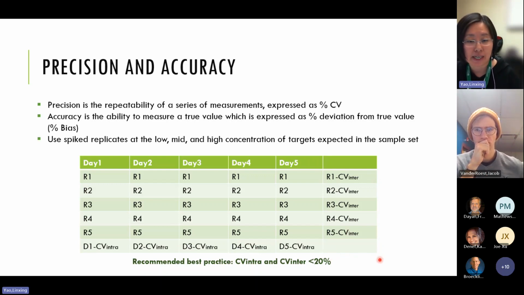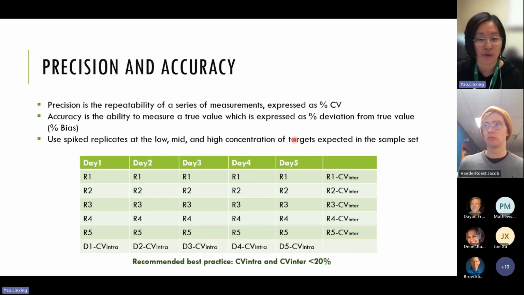The recommendation is that your CV, generally for technical analysis, should be below 20%. And for accuracy, since you already know how much spike is in each sample, you can compare the theoretical value to the measured value from all these replicates.